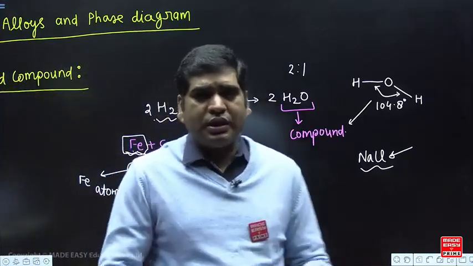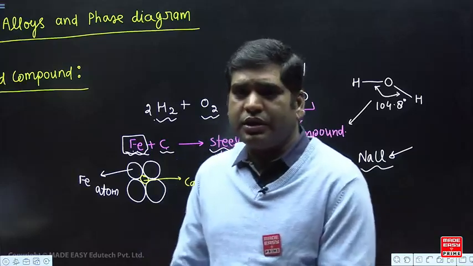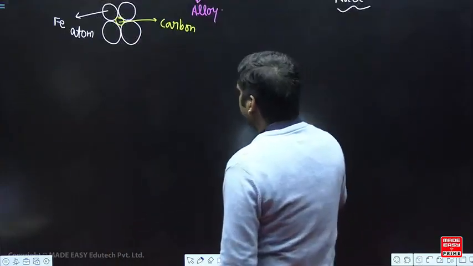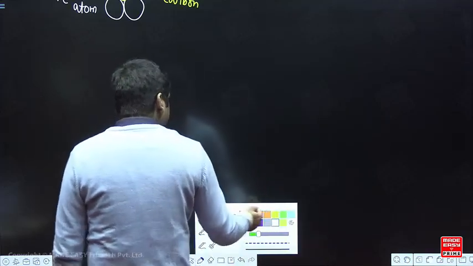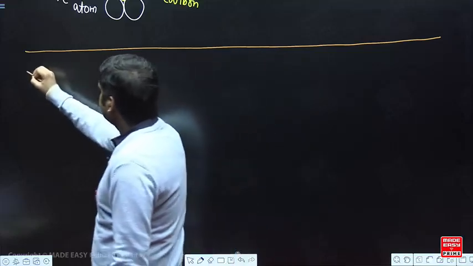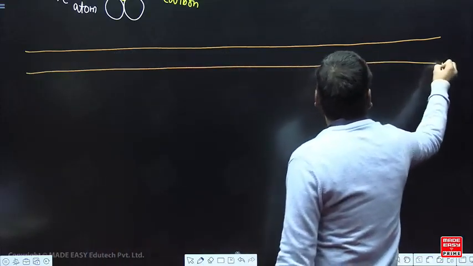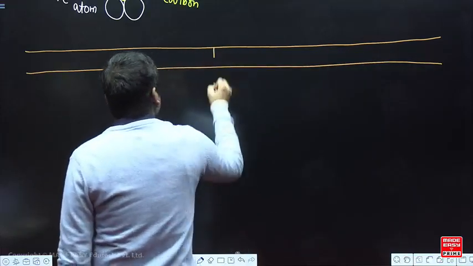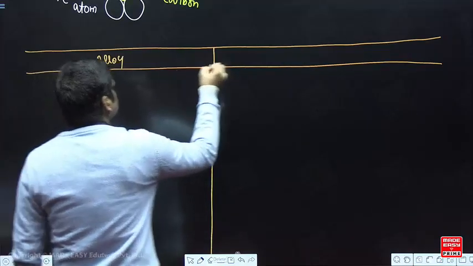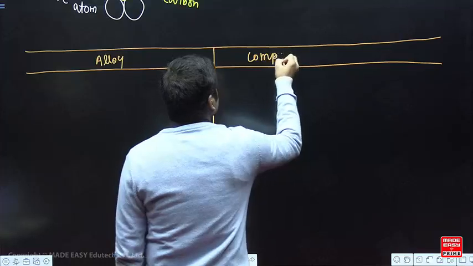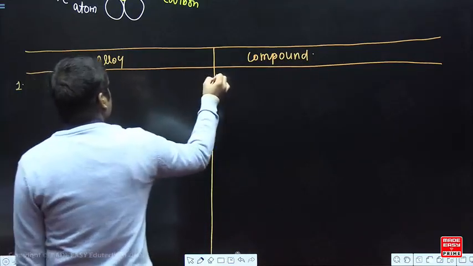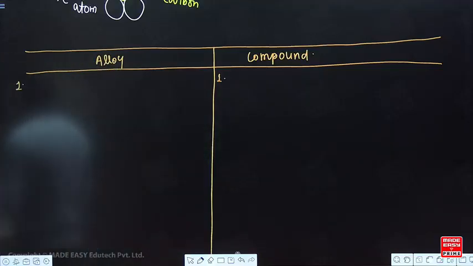So एक line लिखते हैं, then एक table बना करके उसमें हम इनको compare कर देंगे, या एक टेबल में ही डायरेक्टली कंपेयर कर लेते हैं. एक टेबल बनाते हैं और in that table, let us suppose we make a table and we put 2 columns. मैं लिखूंगा नहीं, मैं डिक्टेट करूंगा, you have to write it. First column is alloy and second column is compound, and one by one we keep on discussing what are the differences.